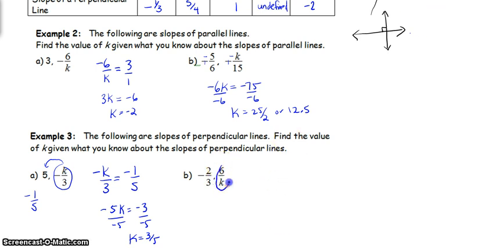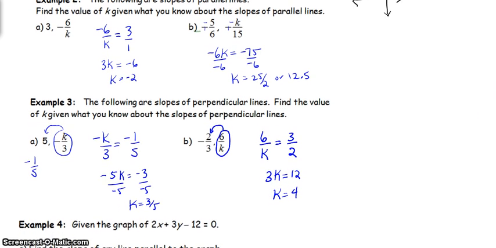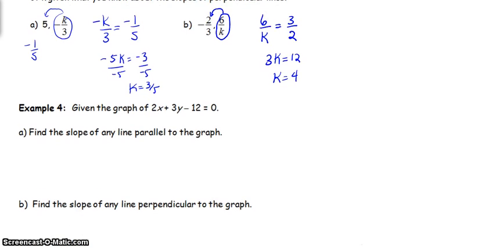I want to keep the 6 over k and make it equal to the other slope's opposite reciprocal, and then I can make them equal and solve. 3k equals 12. Divide by 3, k equals 4. So that's how you can find a missing piece of slope if you know they're parallel or perpendicular.